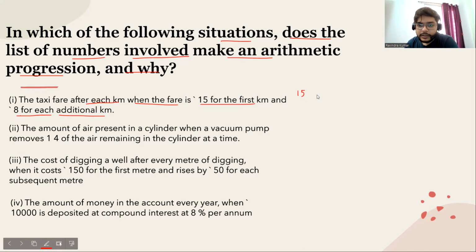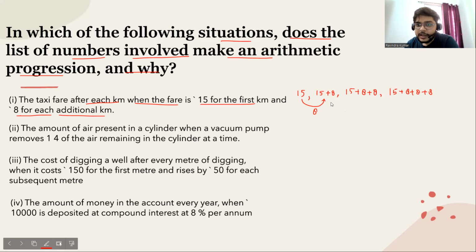Got it? Okay. Now, if you travel 2 kilometers, you have to pay 15 plus 8. Now, if you travel 1 more kilometer, you have to pay this amount. So what is actually happening here? When you look at it, there is a difference of 8.